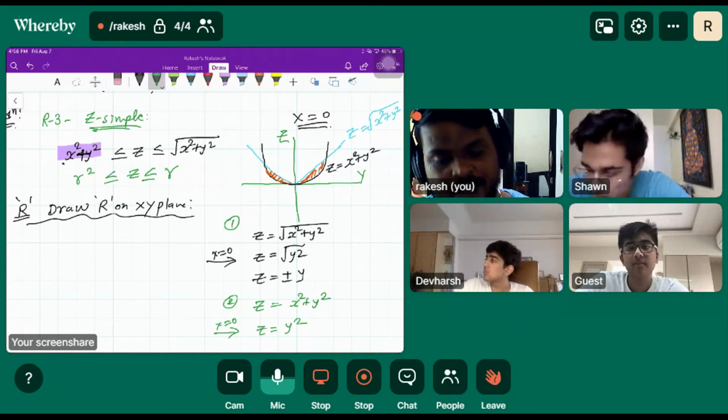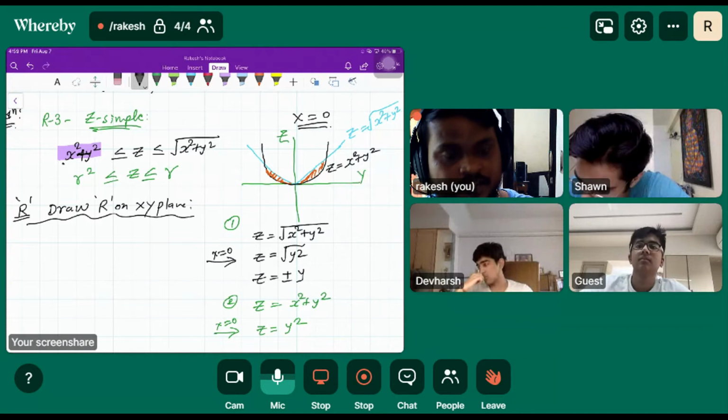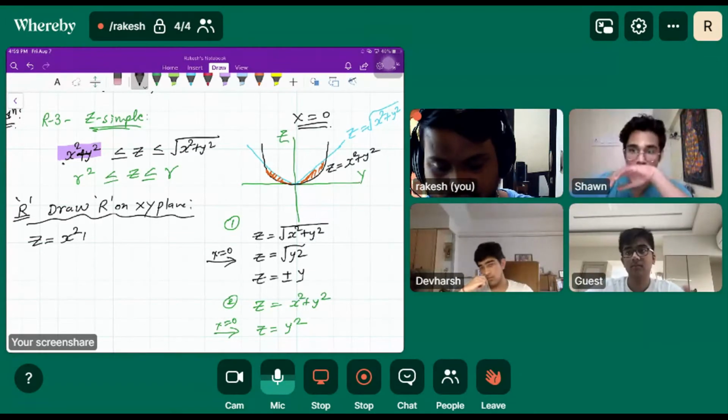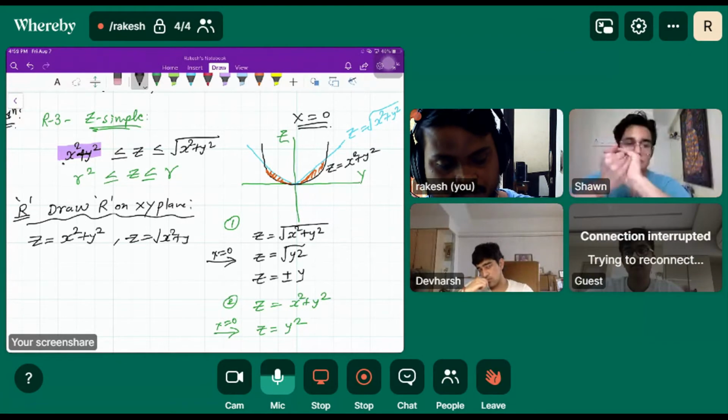Now we have to find out the intersection of these two surfaces to find out the level curve. What are those surfaces? One is z is equal to x square plus y square. The other is z is equal to root x square plus y square.